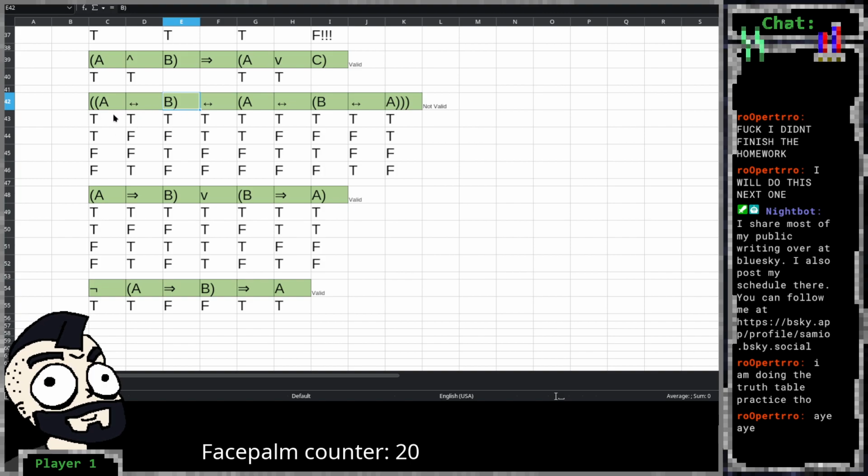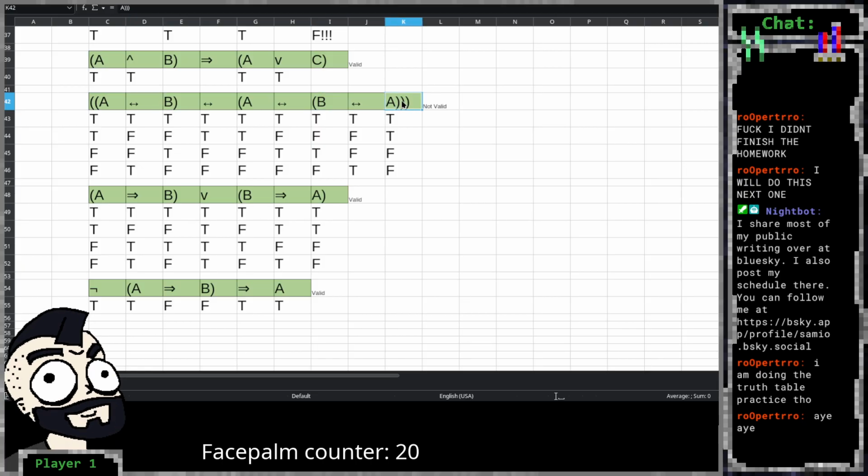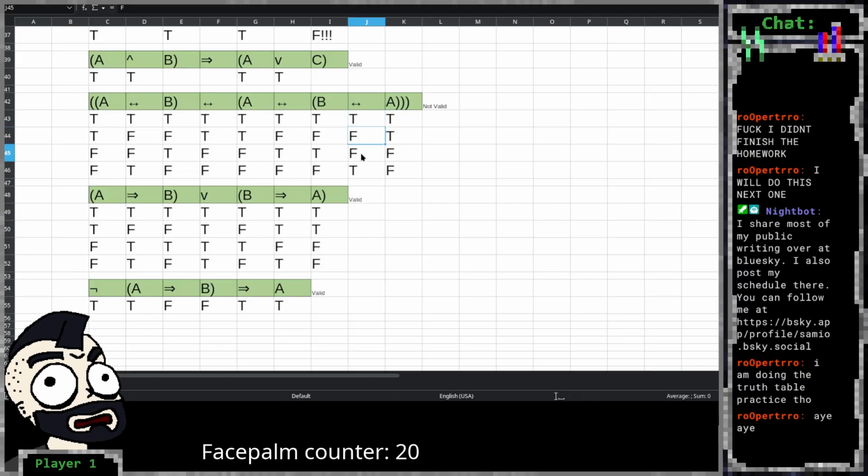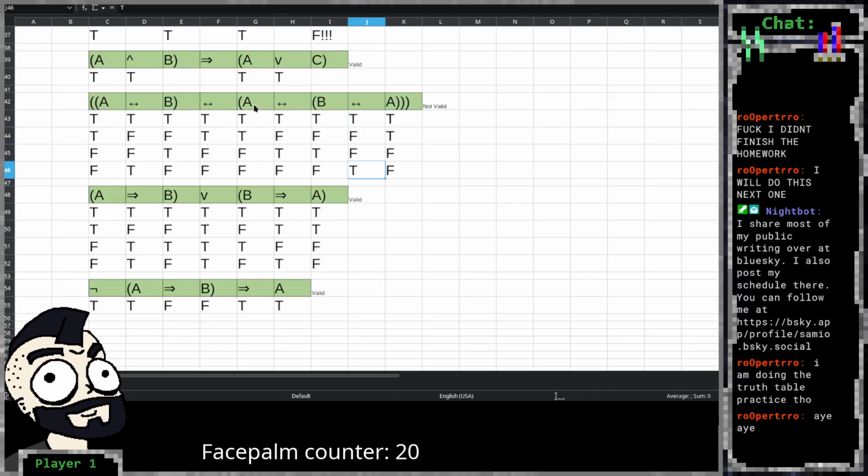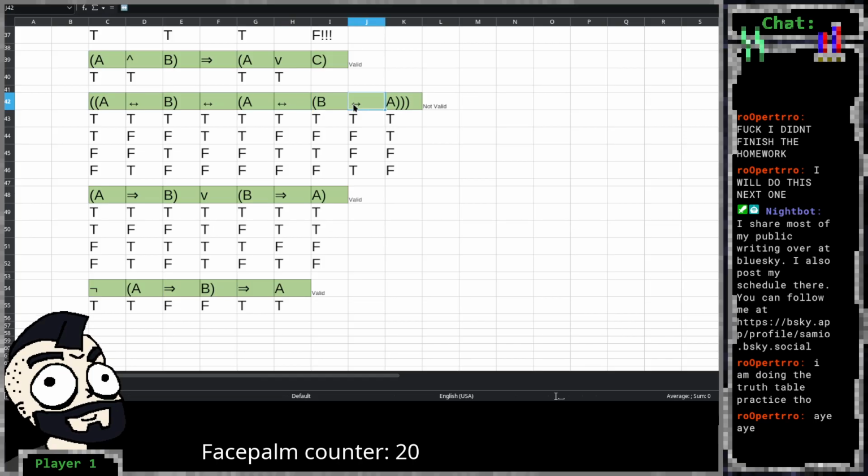Okay, there we go. So A if and only if B is, at this point, I hope we all have memorized it. It is true only when both have the same value, which is true, false, false, true. B if and only if A is the same as A if and only if B. It's a symmetrical connective, so T, F, F, T. True is the same as true? Yes. True is the same as false? No. False is the same as false? Yes. False is the same as true? No.